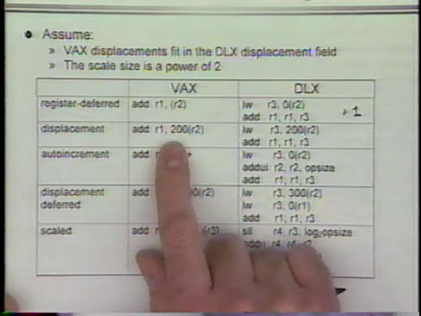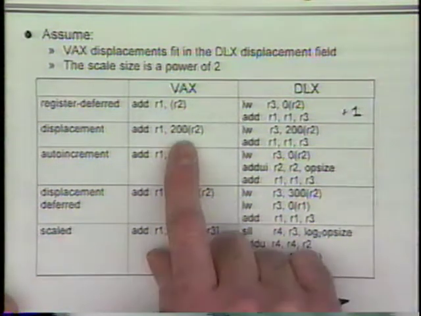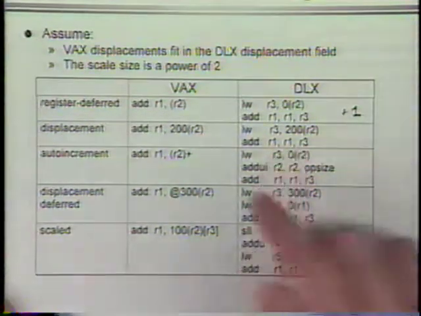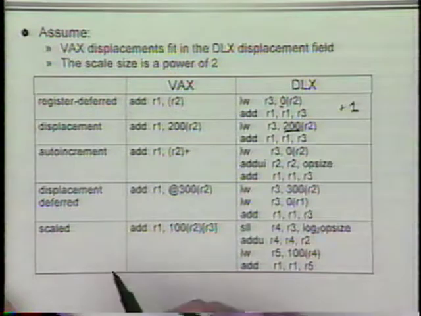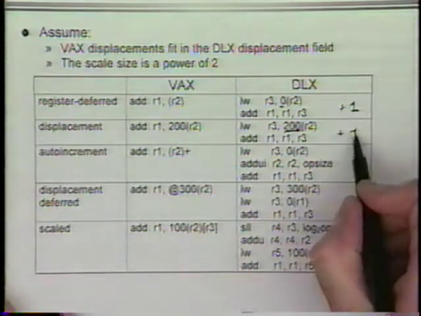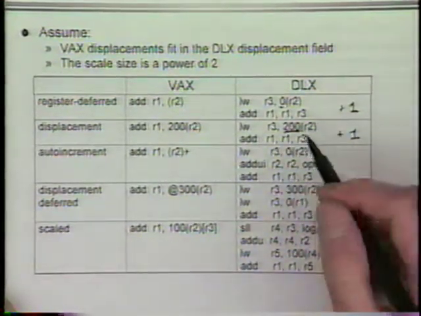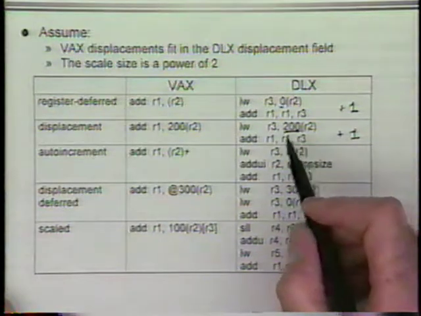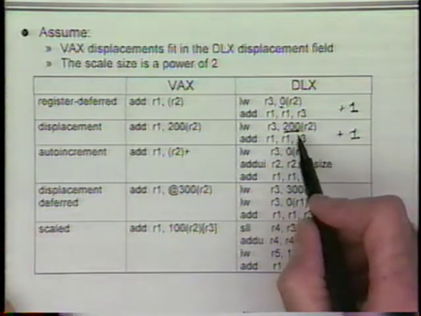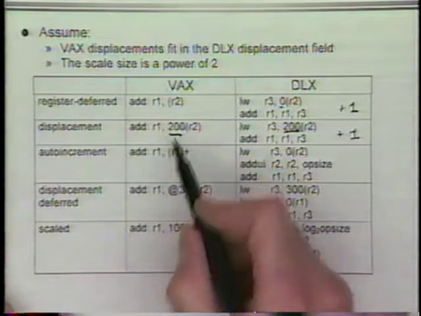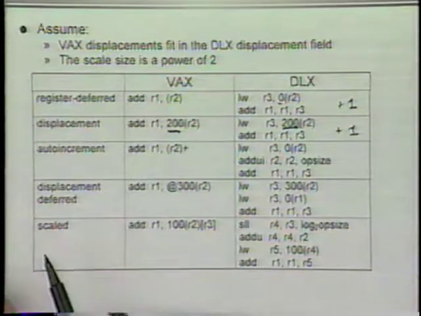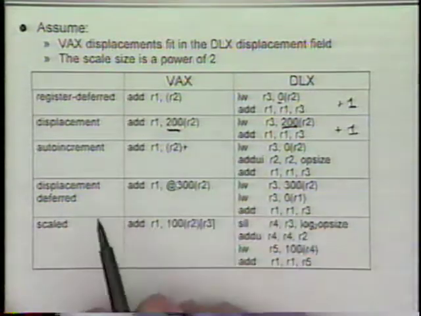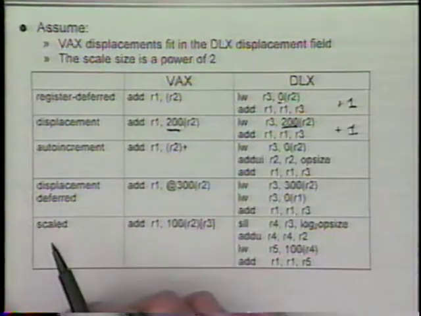Similarly for displacement mode, although it is recorded as a separate addressing mode for the VAX, in fact for DLX it's the same mode. The displacement can be 0 or a non-zero number. Again, the penalty is 1 instruction. Now we're making certain assumptions here about the fact that the displacement fits in the 16-bit field available in DLX, whereas in fact in the VAX displacement can be much larger and the instruction set, as we saw, is more complex. So there are certain simplifications here which in real life turn out to be reasonable.